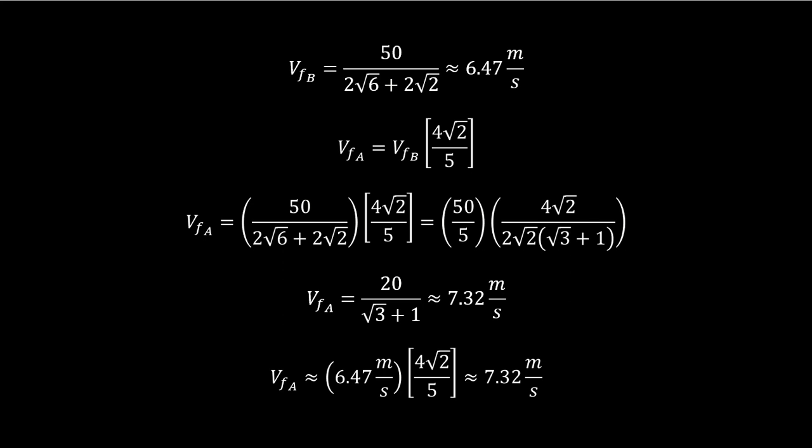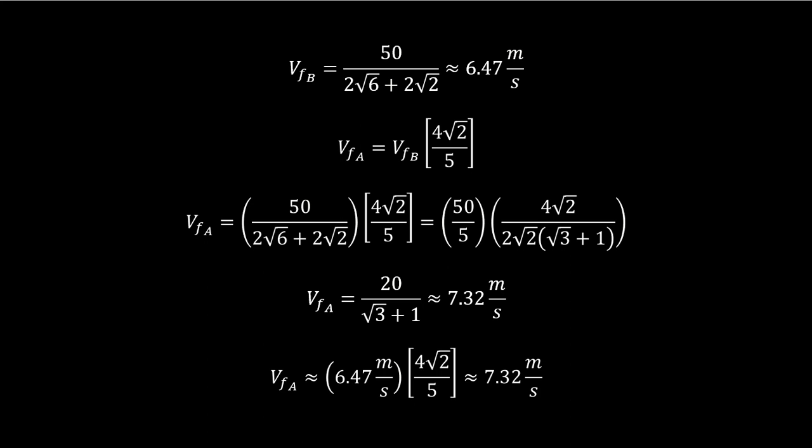7.32 meters per second. Now, if you weren't comfortable with factoring out common factors to simplify our algebraic equation, you could just take the approximate answer for the final velocity of B, 6.47 meters per second, plug that into the equation VF of A equals VF of B times 4 square root of 2 over 5. Therefore, the final velocity of A is approximately 6.47 multiplied by 4 square root of 2 over 5, which comes out to about 7.3199, or about 7.32 meters per second.